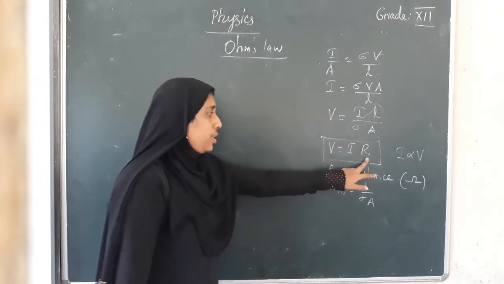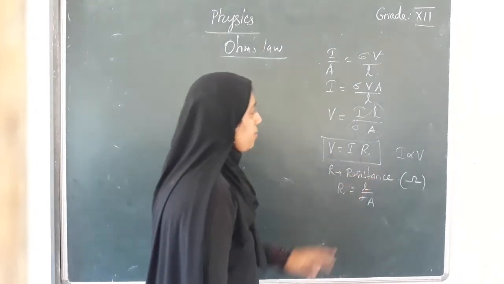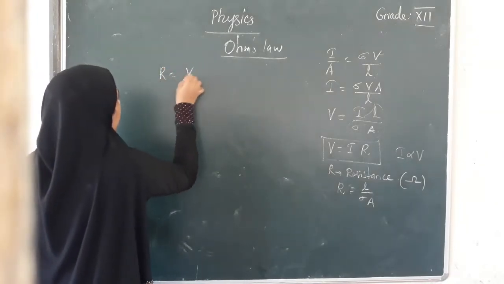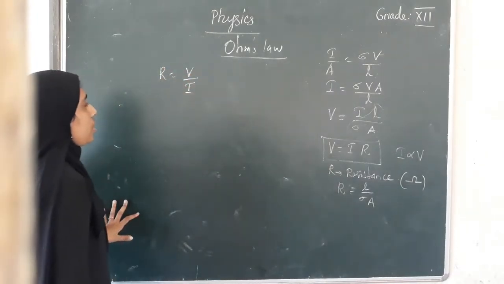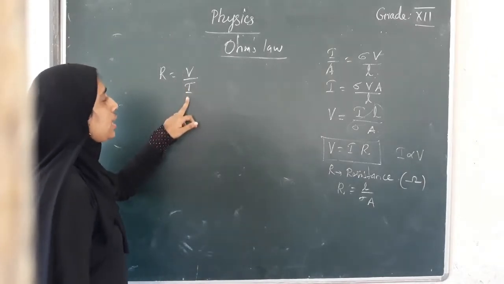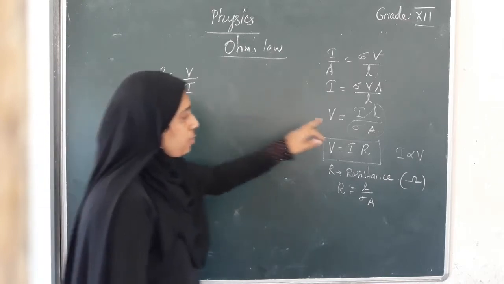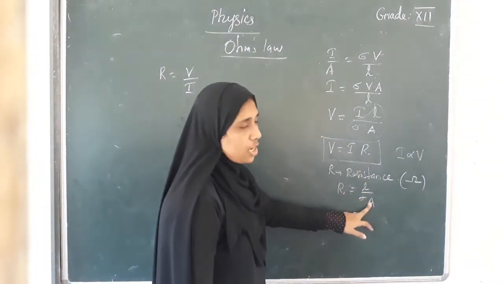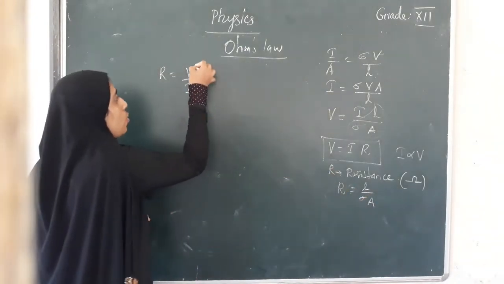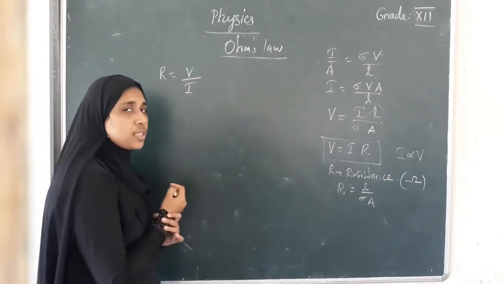V equal to IR. Here the resistance R can be written as R is equal to V by I. So resistance is defined as the ratio of potential difference across the conductor to the current produced in the conductor. Resistance is directly proportional to the length and inversely proportional to the area of cross section, as well as resistance can be defined as the ratio of voltage to the current. What is the unit of resistance? Ohm.